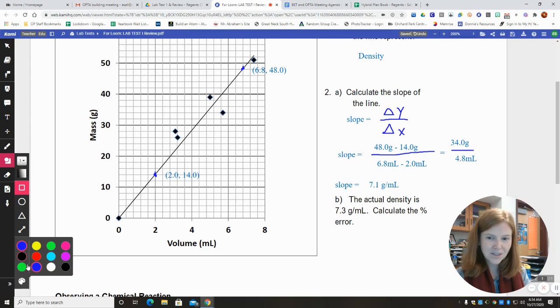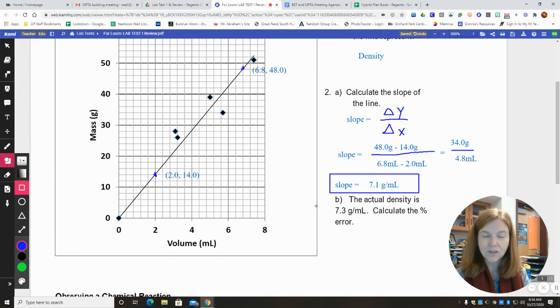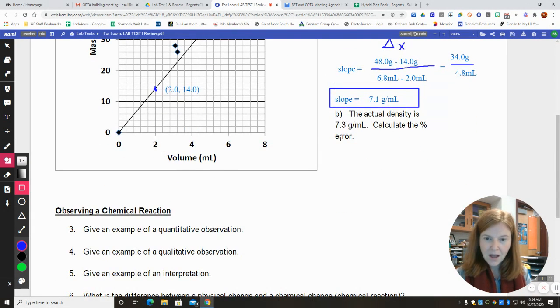All right, and then it is super helpful just to help me with grading. If you put a box or circle your final answer, especially if stuff starts going all over the place, that can be super helpful. Letter B says the actual density is blah.